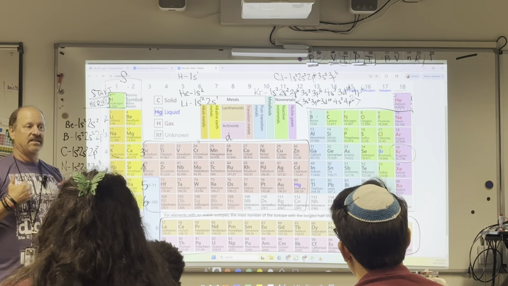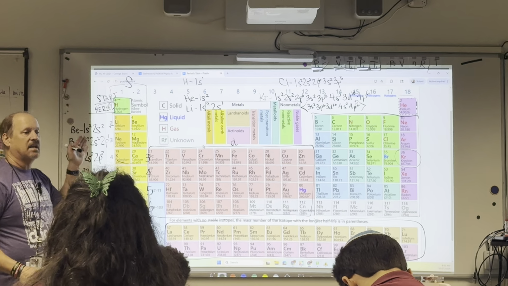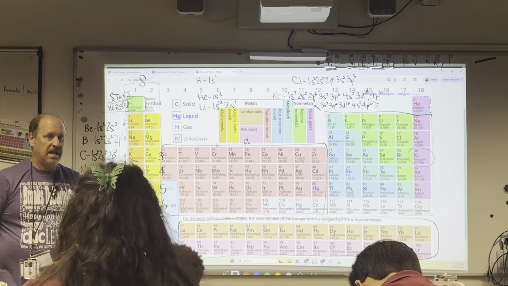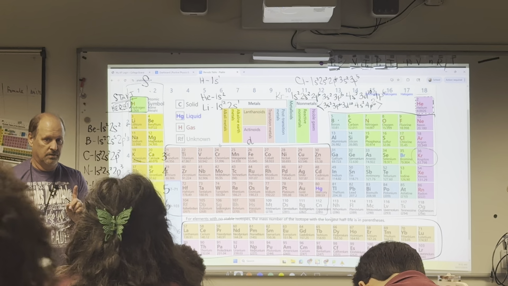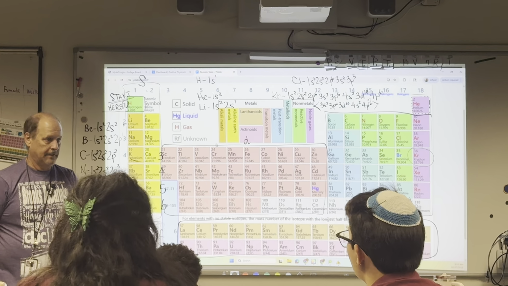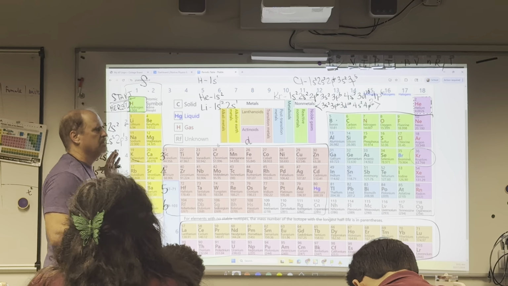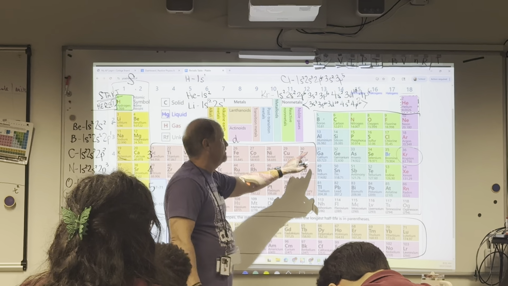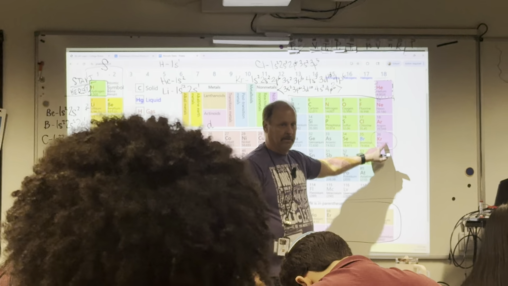I like the way that I delivered it because it gives you the indication of how they are filling and in what order. Does that make sense? So left to right, top to bottom is the order in which they fill. So it's 4s2, 3d10, 4p6.